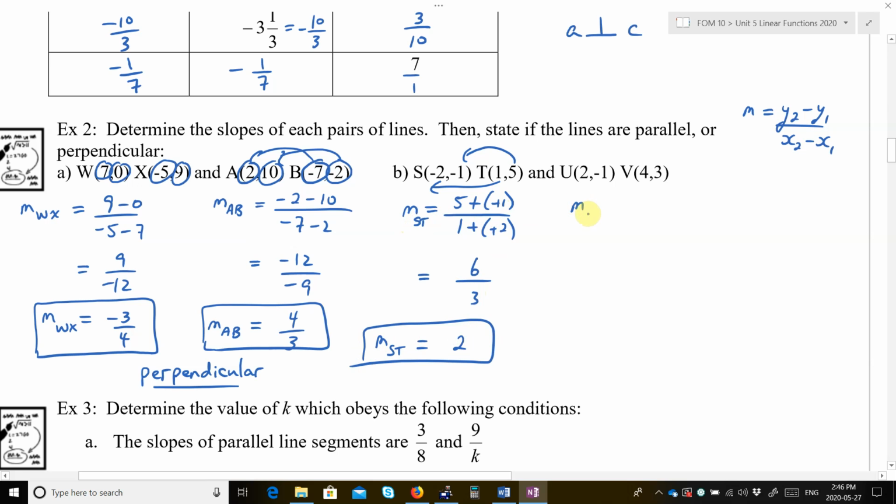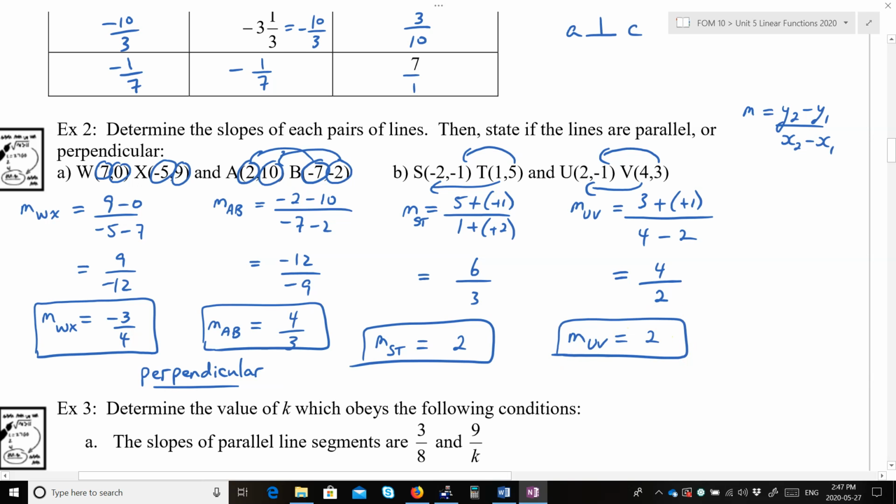And over here we are going to do the slope of UV and go y2 minus y1, 3 minus negative 1, x2 minus x1, 4 minus 2. Add the opposite, so we're going to get 4 over here and 2 on the bottom. 4 over 2 is 2. Slope of UV. Okay, and we can see that those slopes are equal, so these lines are going to be parallel.